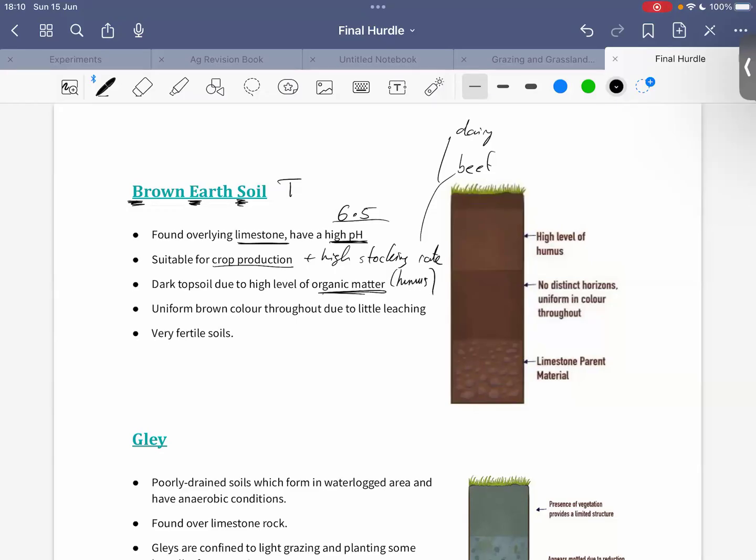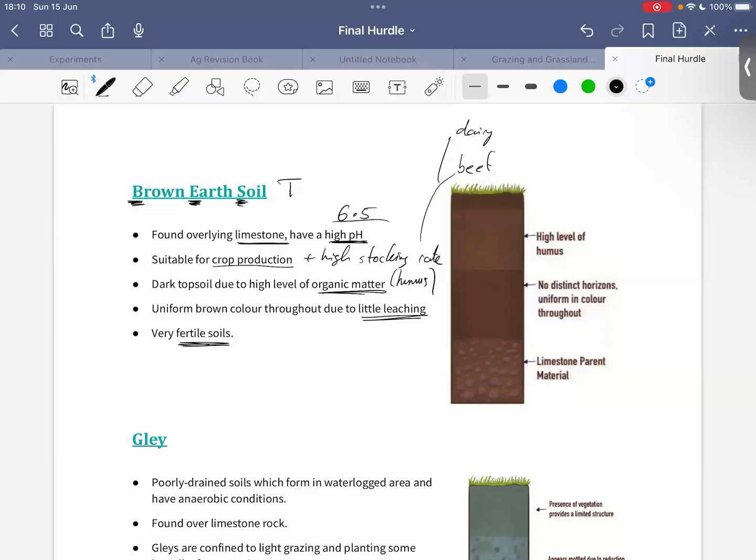Where do we get the humus from? The organic matter is going to be broken down by our earthworms into our humus. Uniform brown color throughout our soil, which means there's little leaching. There's no bleached A horizon, so we have very fertile soils.